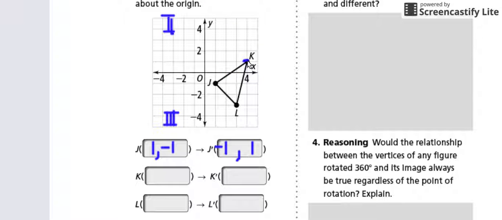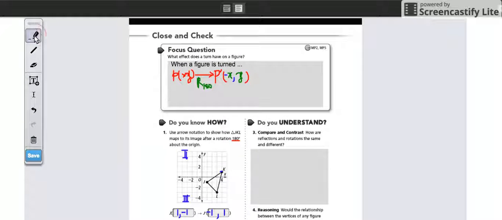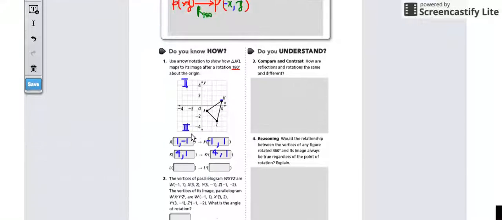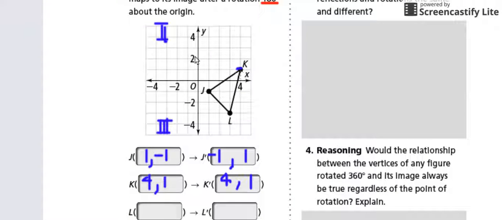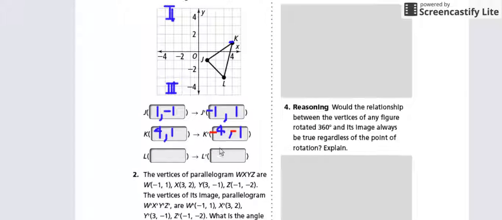Where's that at? 4, comma, 1. So over here, remember the rule, even rotations, keep the x, y. So 4, comma, 1. But now we got to change the sign, right? Because we're in quadrant 3. After K moved 1, 2 quadrants, you're in quadrant 3. So your signs are now negative. We good? Go ahead and do this one yourself, guys.